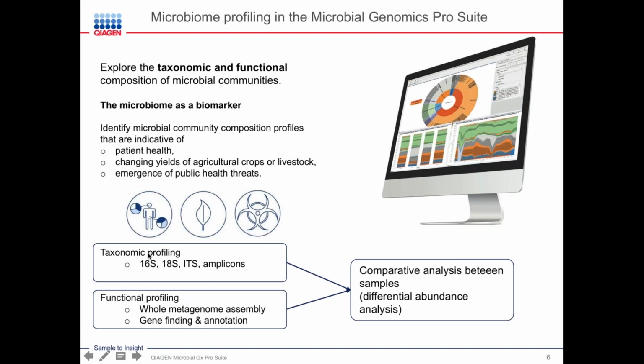The tools included for taxonomic profiling at the moment allow our users to use 16S, 18S, or ITS, or any other amplicon data, and to use whole metagenome data to carry out functional profiling. Outputs from both pipelines can then be used with the same downstream comparative analysis pipeline to really compare results between samples and carry out differential abundance analysis.